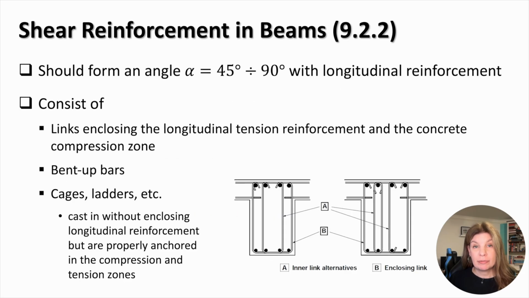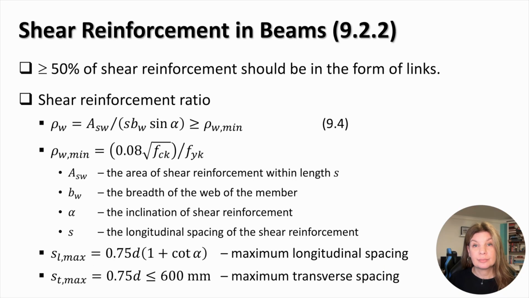Shear reinforcement can be vertical or inclined, where the inclination angle of the latter should be at least 45 degrees to the longitudinal reinforcement. Shear reinforcement can consist of links enclosing the longitudinal tension reinforcement and the concrete compression zone, bent-up bars, cages, and ladders. Cages and ladders are cast in without enclosing longitudinal reinforcement, but should be properly anchored in the compression and tension zones. At least 50% of shear reinforcement should be in the form of links.